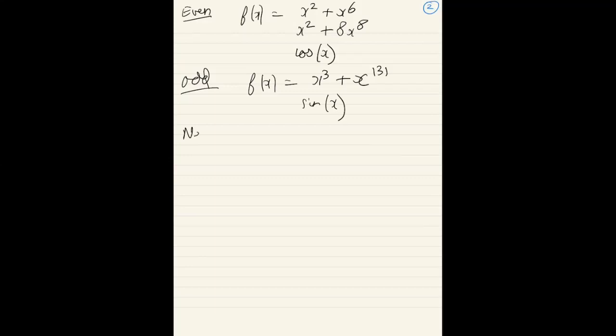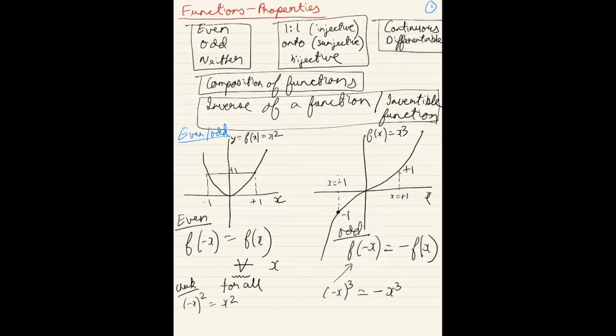Now let's look at some examples of neither. The simplest one that comes to mind is x squared plus x cubed. If you have mixed odd and even functions, you can check, and I invite you to do that, that this is neither even nor odd. Another example would be e to the power x. This is neither even nor odd. So that is a very quick introduction to even and odd functions. Let's move on to the next one.